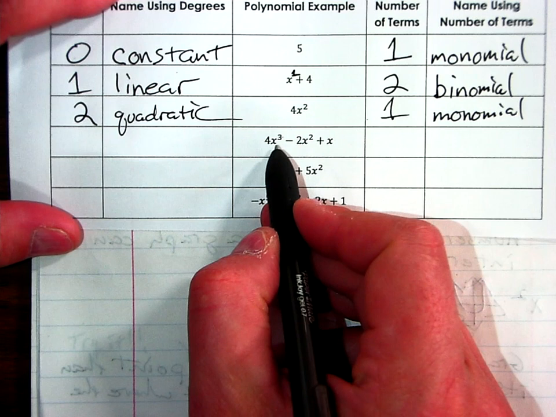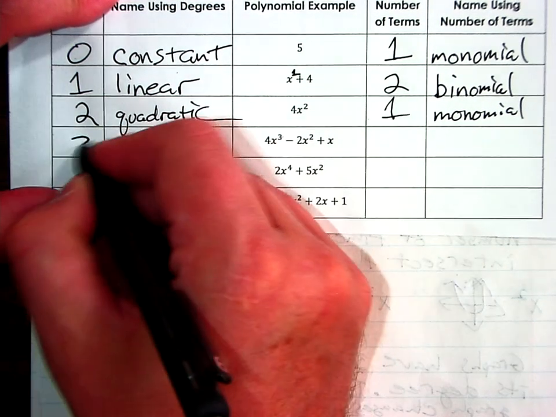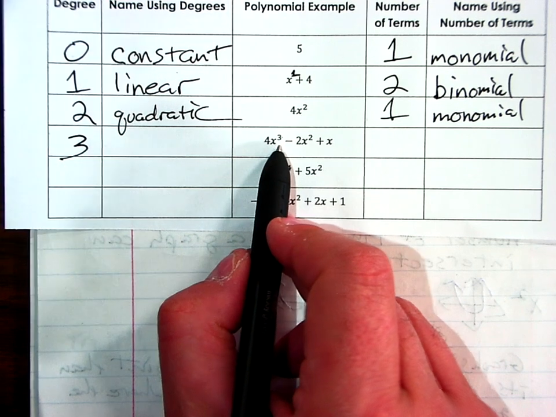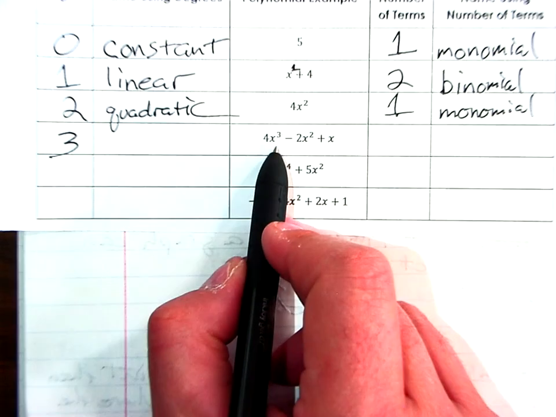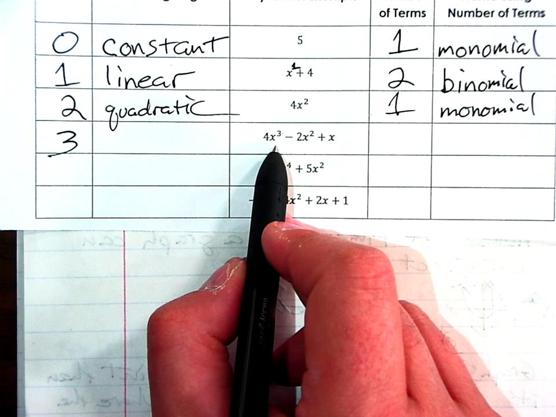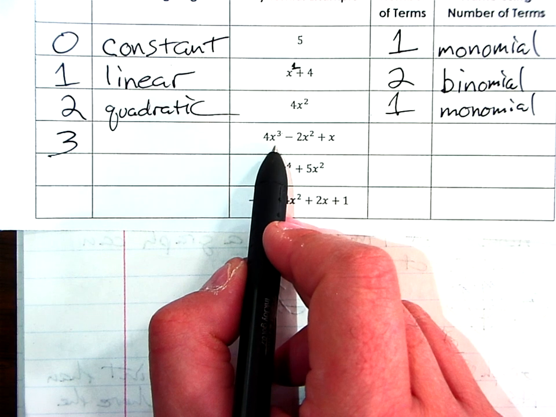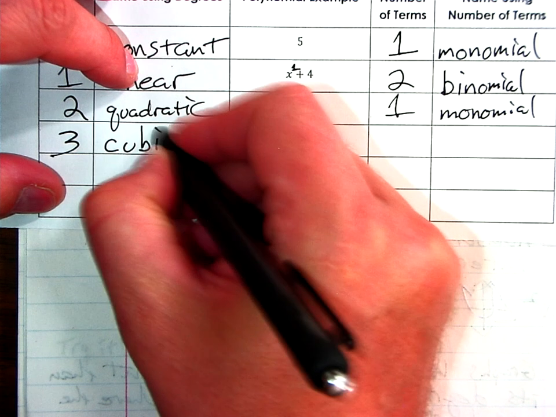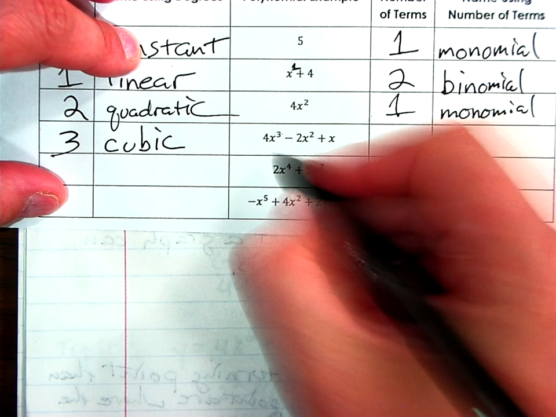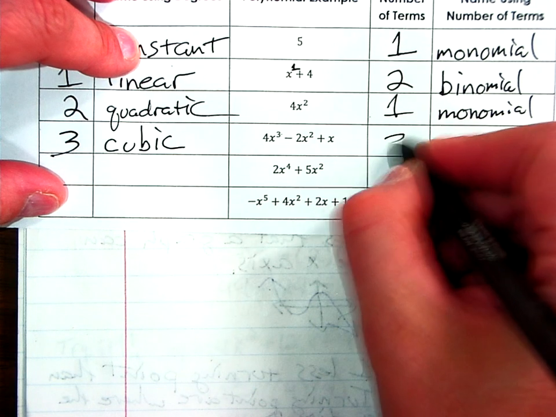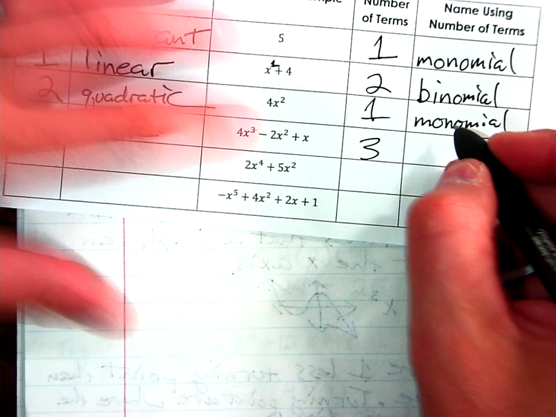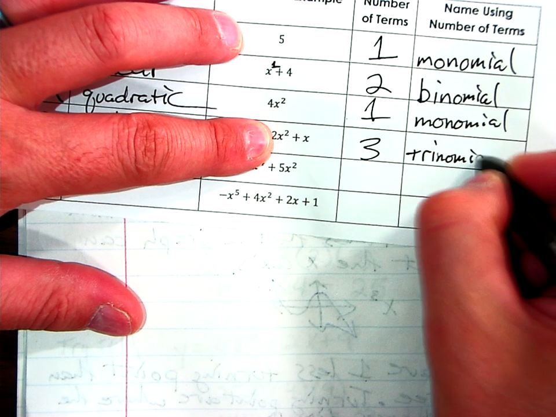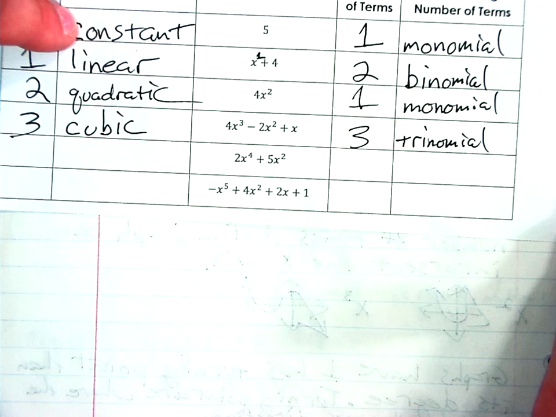All right, what's my degree here? I think that's a 3. Well, there's 2 X's. Yeah, but you go by the highest. All right, so this is called a cubic. How many terms are there? So this is a trinomial.